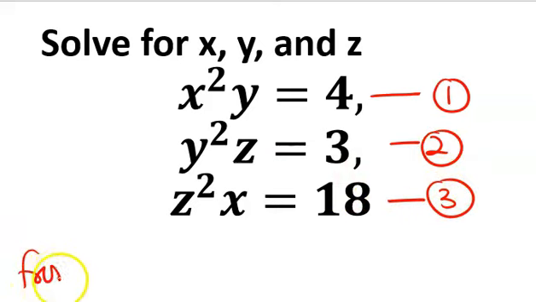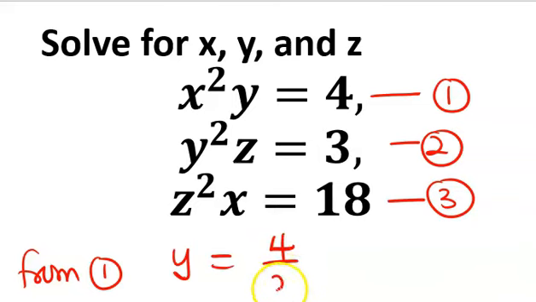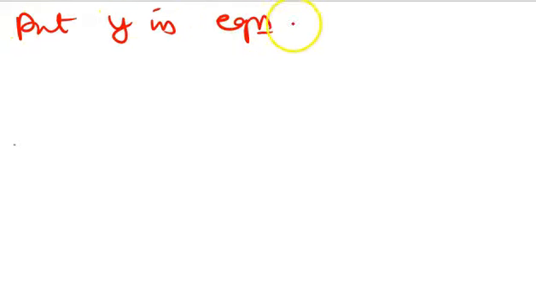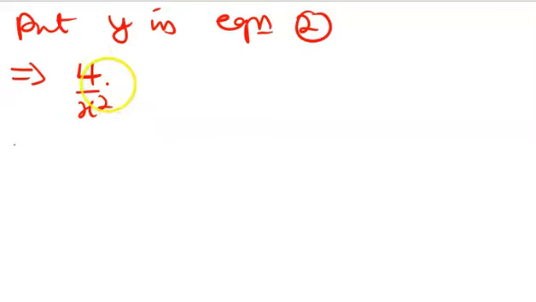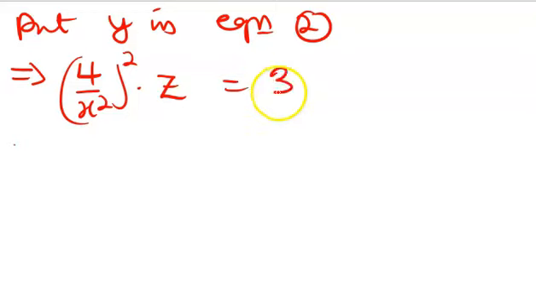Now, from equation 1, we can make y the subject. So, y will be equal to 4 over x squared. Now we can also make z the subject easily. So let's put y in equation 2. So this implies that (4 over x squared) all squared times z will be equal to 3.